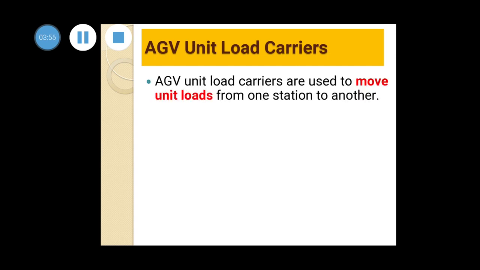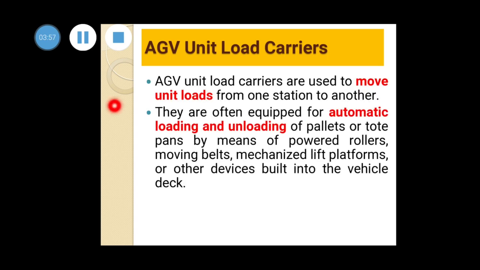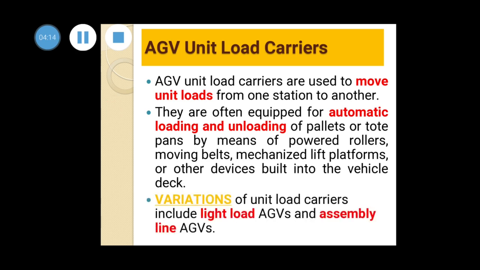AGV unit load carriers. Unit load carriers are used to move unit loads, that is one load from one station to another. They are often equipped for automated loading and unloading of pallets or tote pans by means of powered rollers, moving belts, mechanized lift platforms, or other devices built into the vehicle deck. So this is an automated system.